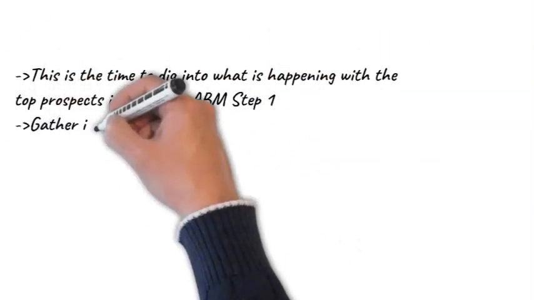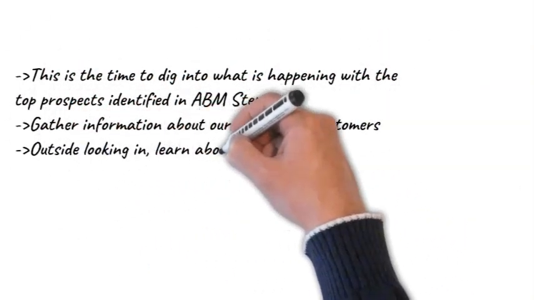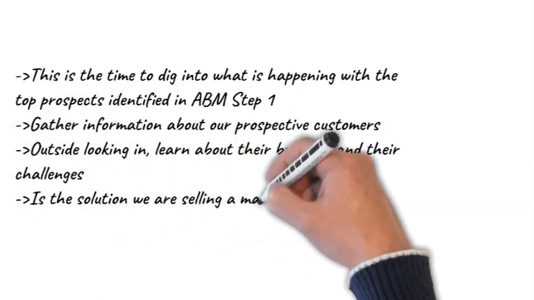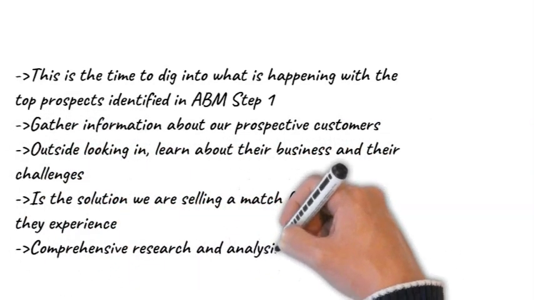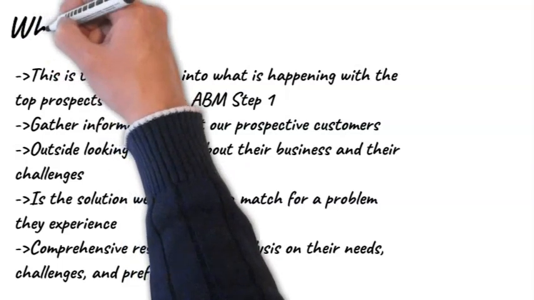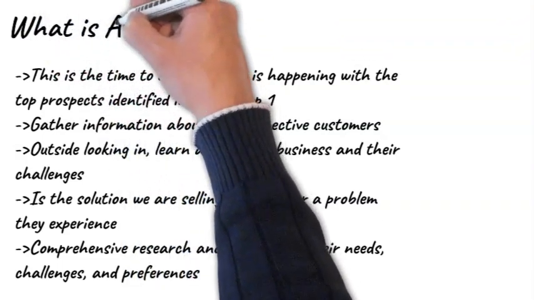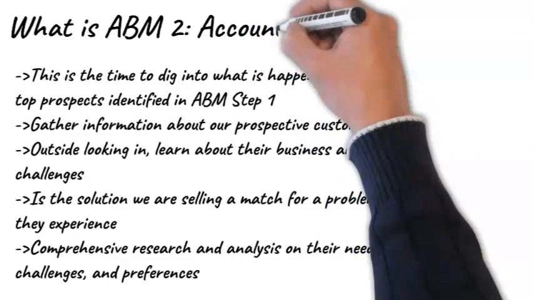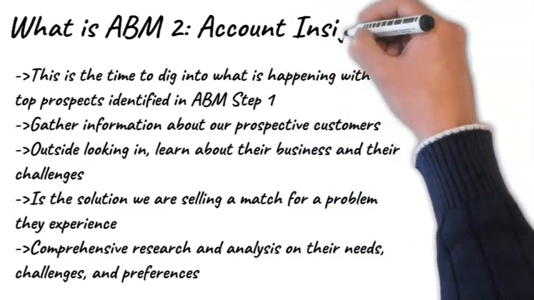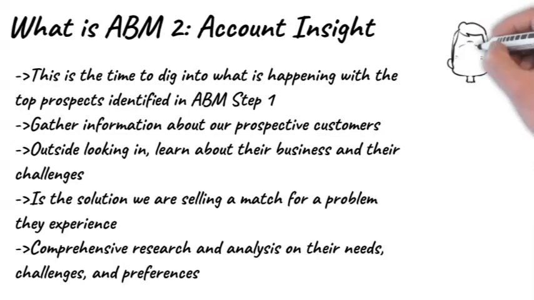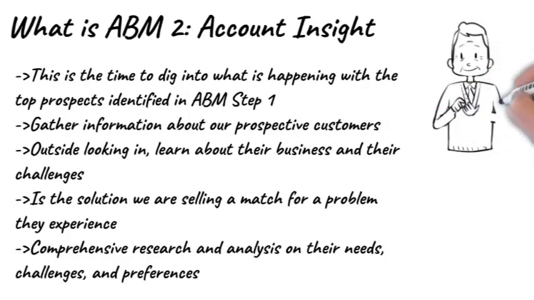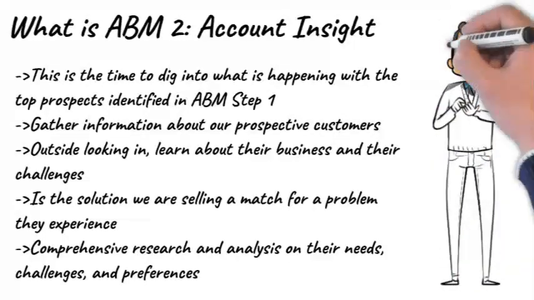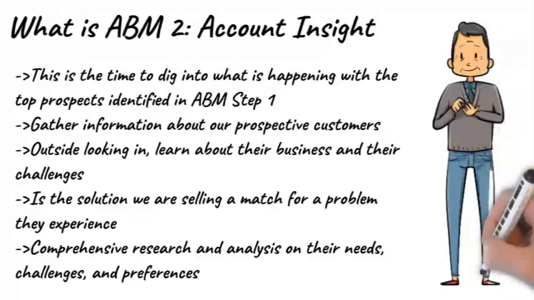What is ABM 2 Account Insight? This is the time to dig into what's happening with the top prospects we identified in ABM Step 1 Account Selection. We want to gather information about our prospective customers. It's outside looking in, so we're going to learn about their business and their challenges. Is the solution we're selling a match for a problem they experience? We're going to do some comprehensive research and analysis on their needs, challenges, and preferences.